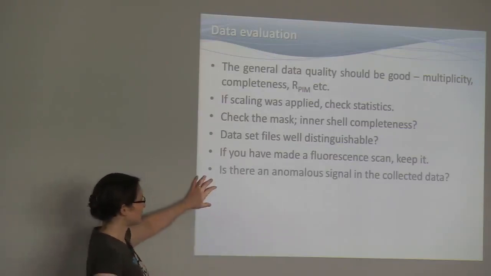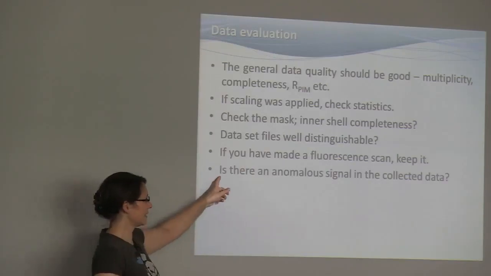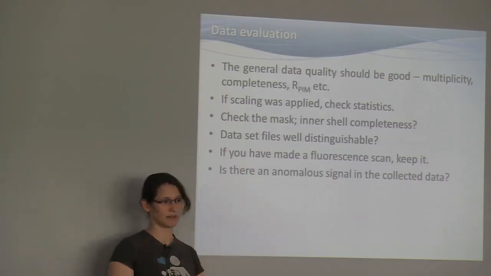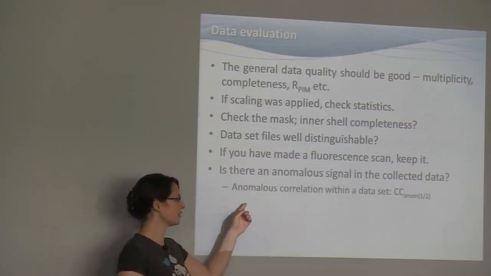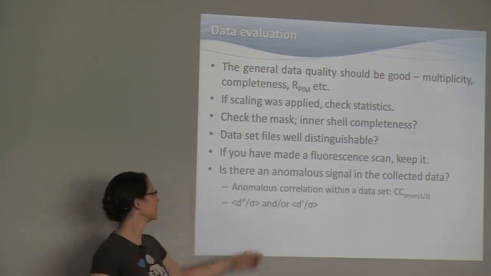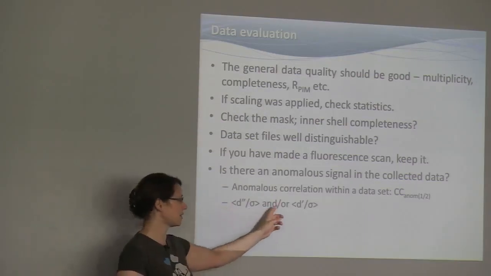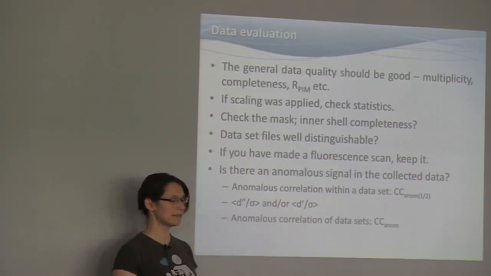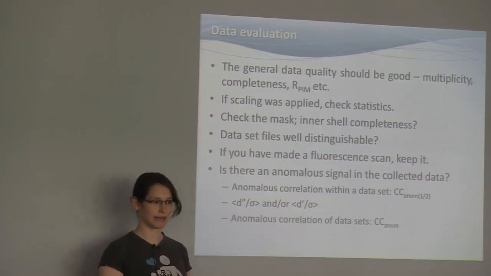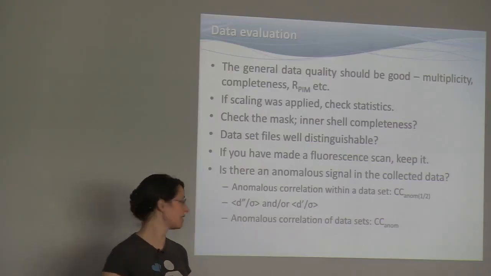If there's an anomalous signal in the collected data, well, you want to know this, right? Because if there's no anomalous signal, what are you doing? But how to know this? You can look at CC anom. You can look at d double prime over sigma or d prime over sigma. Or you can look at the anomalous correlation of several data sets if you're doing, for example, MAD, or you're measuring several crystals for a SAD experiment with multi-crystal averaging.